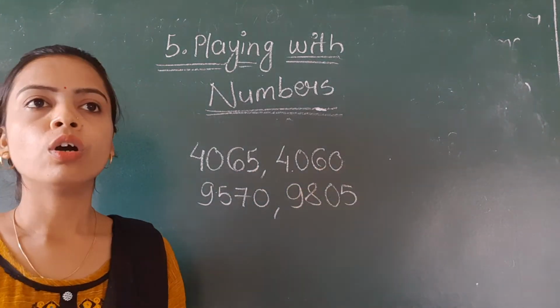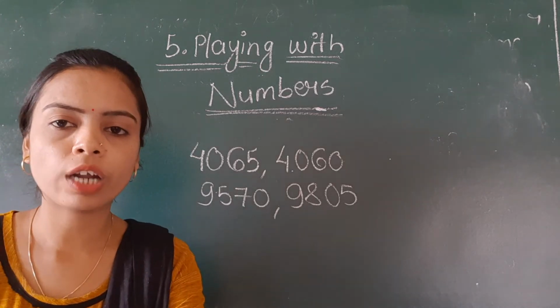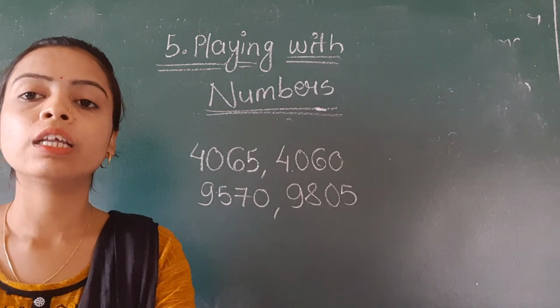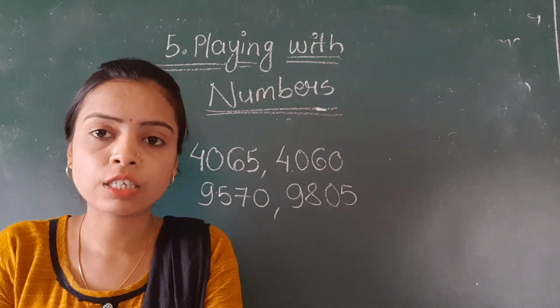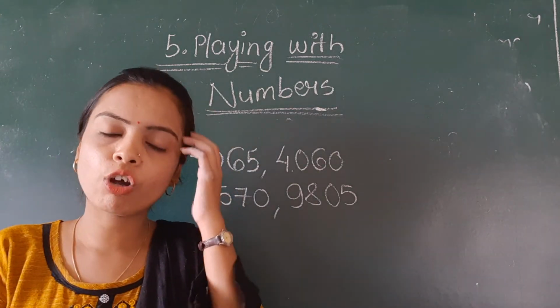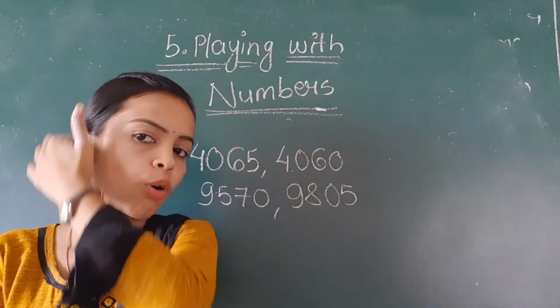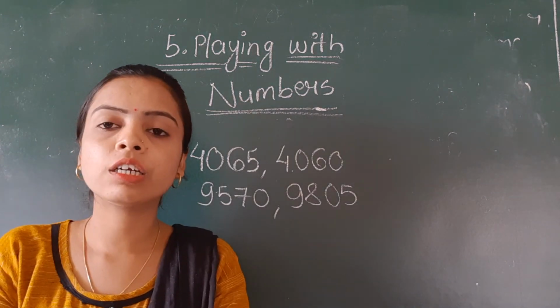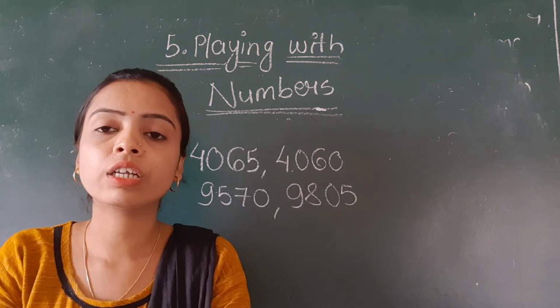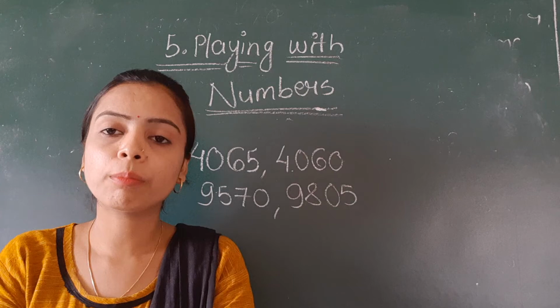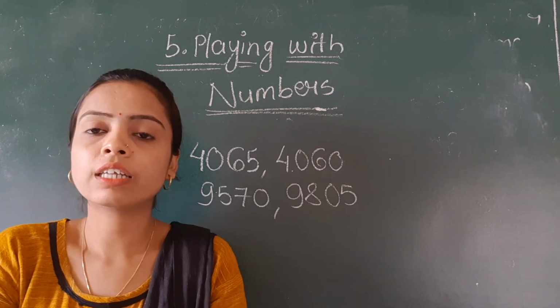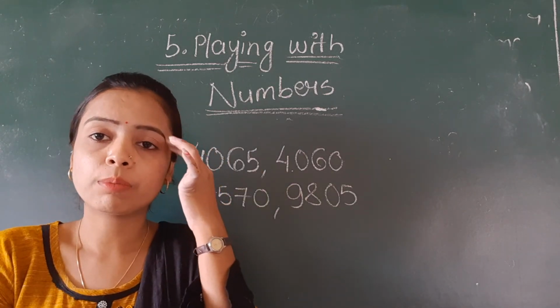Okay, so now next is divisibility for 9. So what is the divisibility for 9? Divisibility of 9 is the same as the divisibility of 3. So if you are adding the digits of the number and if you are getting the sum as a multiple of 9, then you can say that the given number is also divisible by 9.